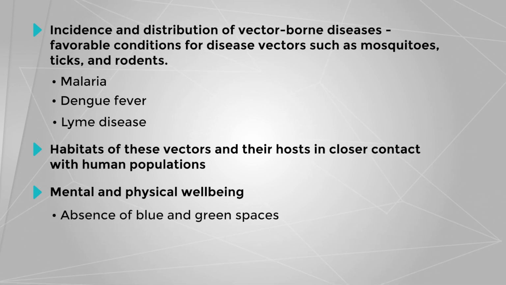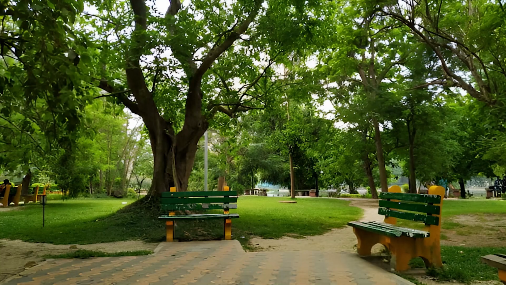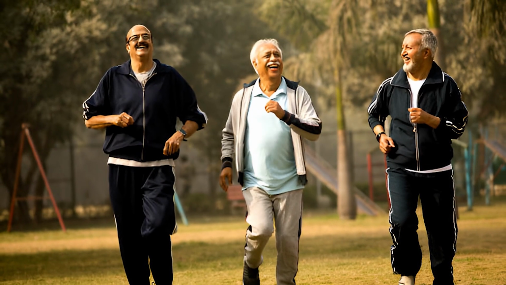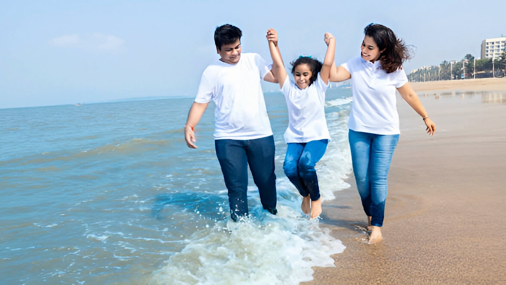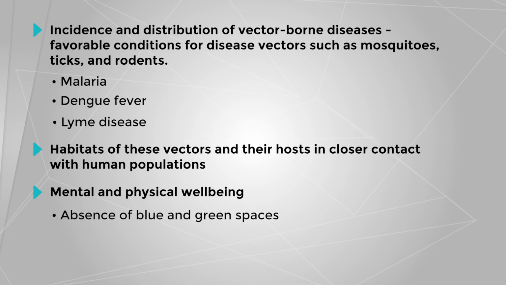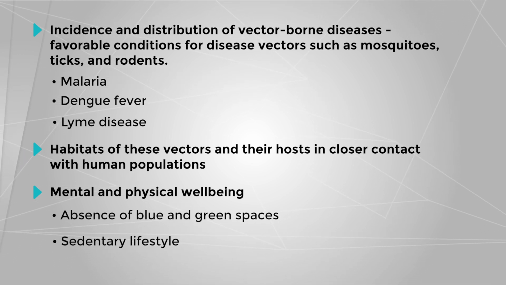The reduction of green spaces and natural areas in urban environments is associated with increased stress, anxiety, and depression. Access to parks and natural landscapes promotes physical activity, relaxation, and social interaction that contribute positively to mental health. Conversely, the loss of these areas can lead to a sedentary lifestyle and related health issues such as obesity, diabetes, and cardiovascular diseases.